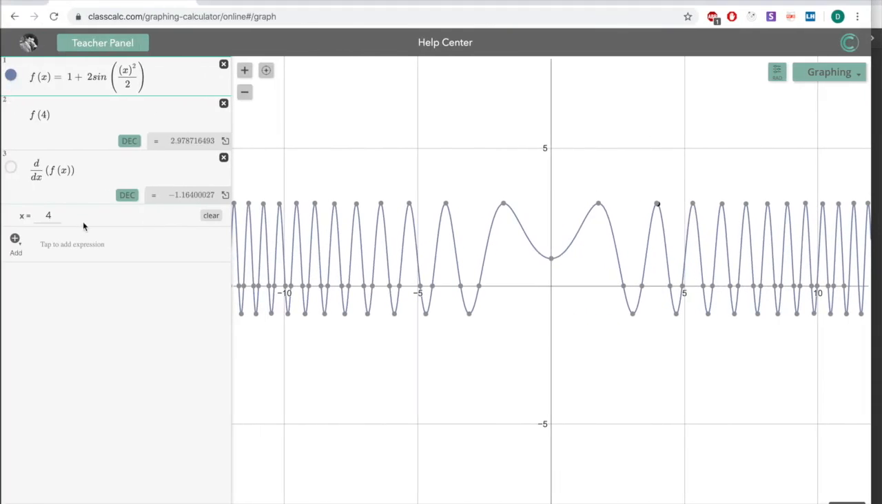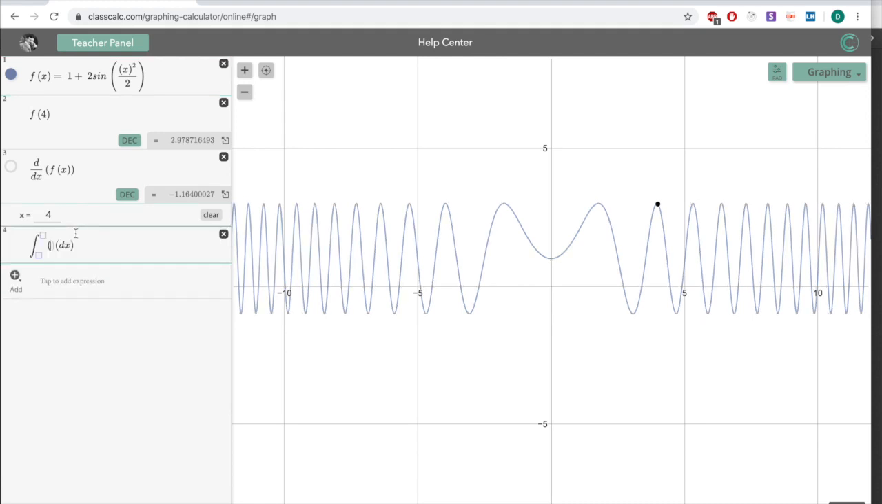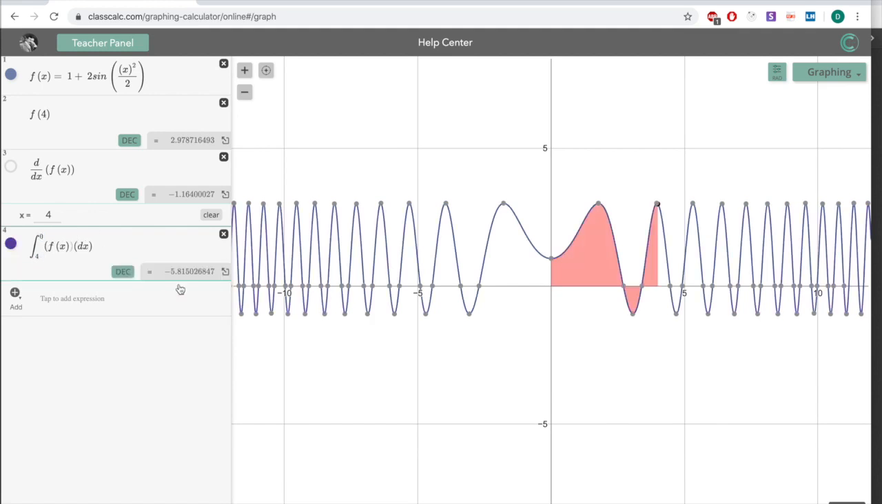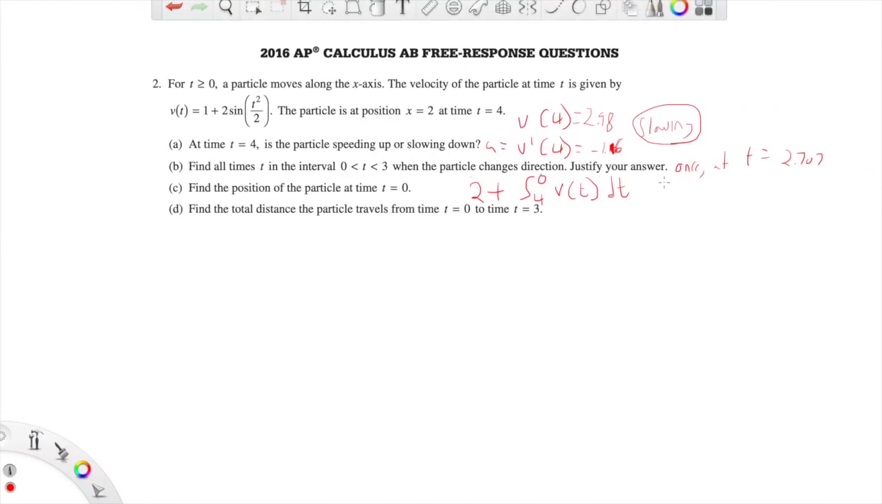We can go down here, integral of f of x, 0 to 4. And that's going to give us negative 5.815, which is 2 plus, oh sorry, that's actually supposed to be a negative. Negative 5.815, which will give us negative 3.815.